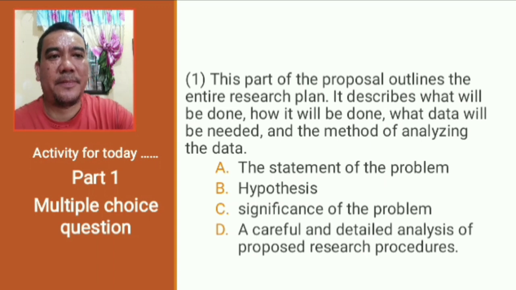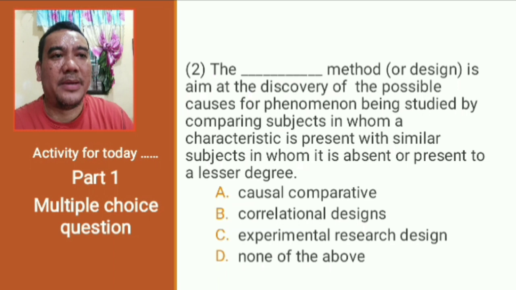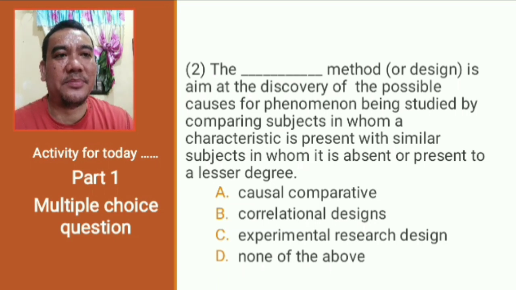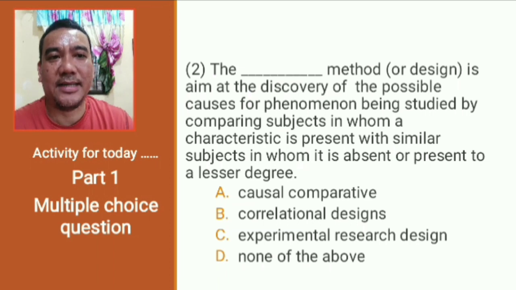Or letter D. A careful and detailed analysis of proposed research procedures. Question number 2. The blank method or design is aimed at the discovery of the possible causes for phenomenon being studied by comparing subjects in whom a characteristic is present with similar subjects in whom it is absent or present to a lesser degree. A. Causal comparative. Letter B. Correlational design. Letter C, experimental research design, or letter D, none of the above.